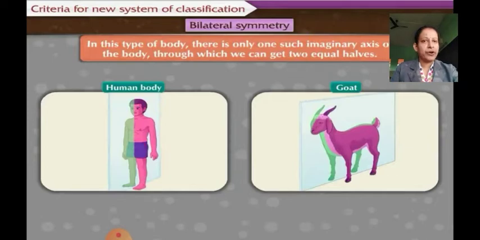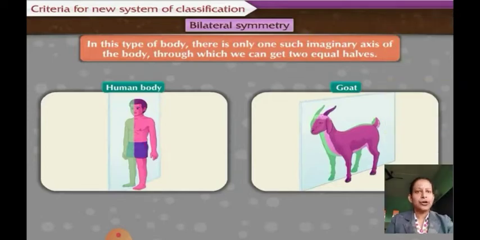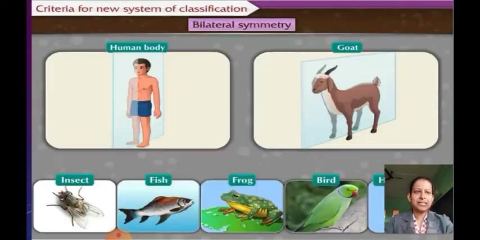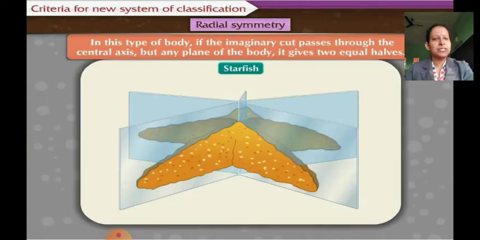Next is bilateral symmetry. In this type of body, there is only one imaginary axis through which we can get two equal halves. Bilateral means laterally you can cut the organism, and therefore it is called bilateral symmetry. Examples of bilateral symmetry are insects, fish, frog, bird, and human beings. All these have bilateral symmetry.